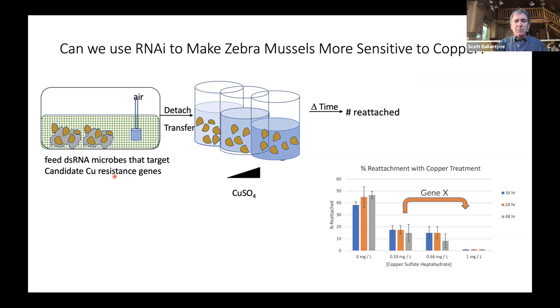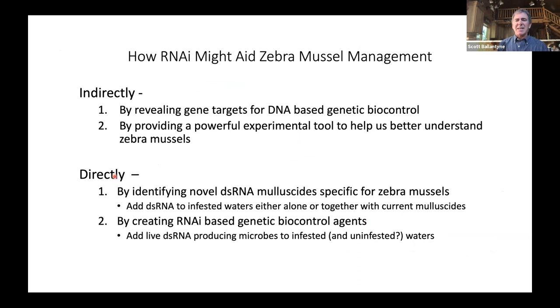So I want to end then by just listing four ways that I think RNAi might aid zebra mussel management. This is a long-term thing, not what we're planning to get done in the next year. It could reveal gene targets for DNA-based genetic biocontrol. So this would be the CRISPR-based strategy that Mike Smanski's group's talking about. It could provide a really powerful tool to help us understand mussels better. Both Daryl and I have witnessed this for model systems. It's really amazing what happens once you have RNAi in a genome.